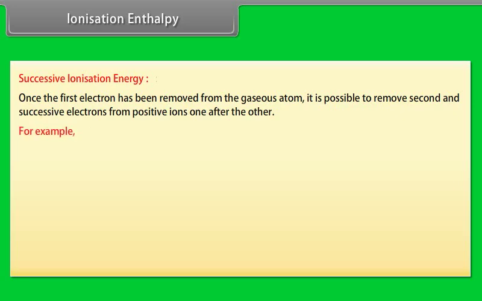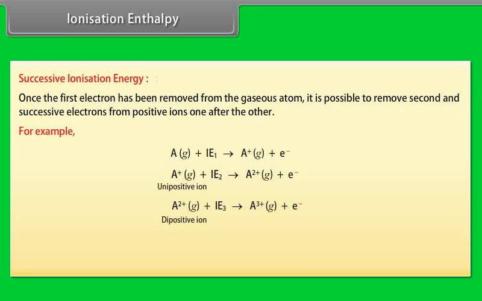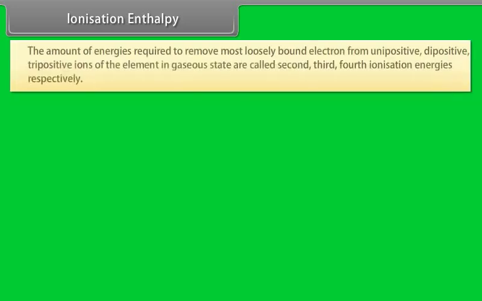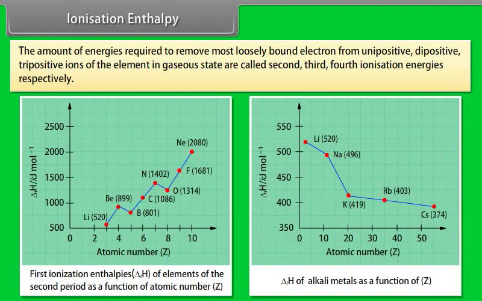For example, the amount of energy required to remove most loosely bound electrons from unipositive, dipositive, tripositive ions of the element in gaseous state are called second, third, fourth ionization energies respectively. It may be noted that ionization energy 3 is greater than ionization energy 2, which is greater than ionization energy 1.